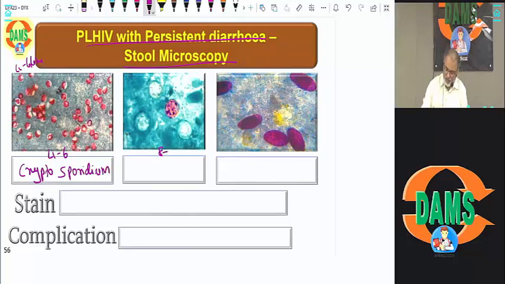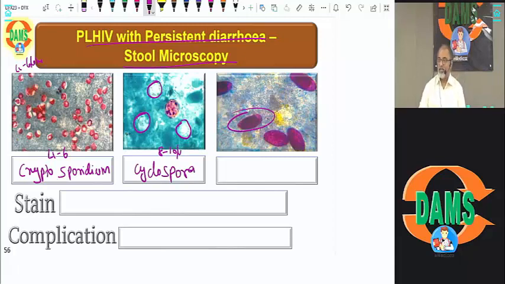8 to 10 micrometer ghost cyst. Very good. Partial cyclospora. Always oval shape. Isospora. Now the new name is Cystoisospora. Excellent. Cystoisospora. If you read microbiology, you can enjoy all those things.